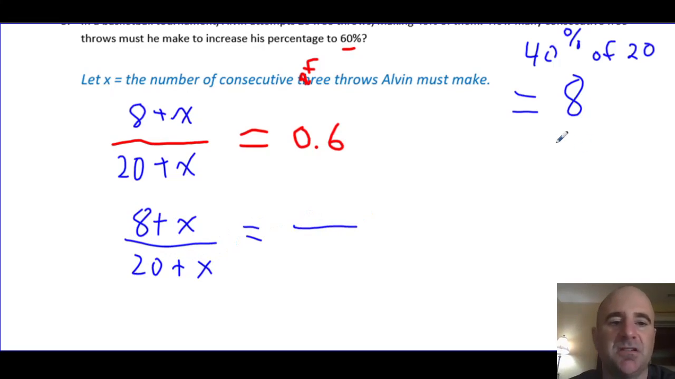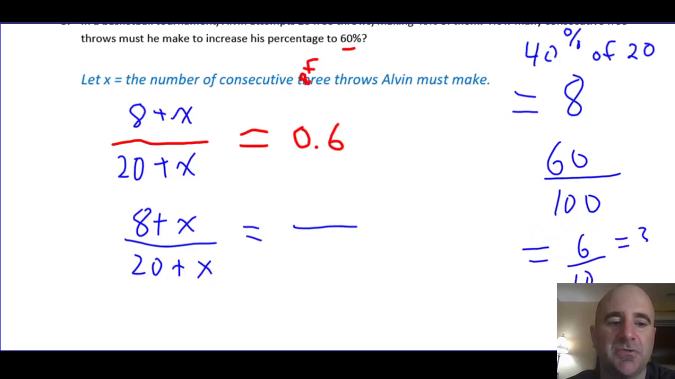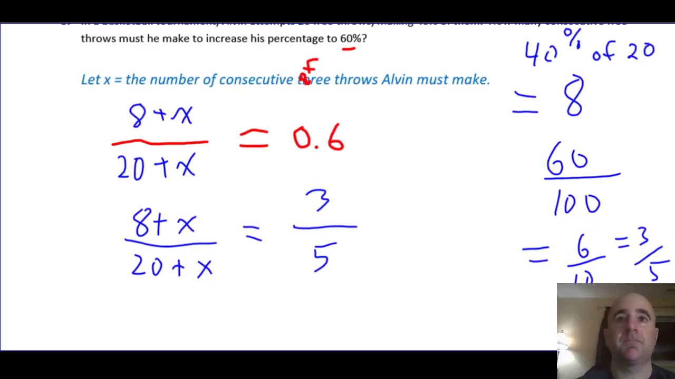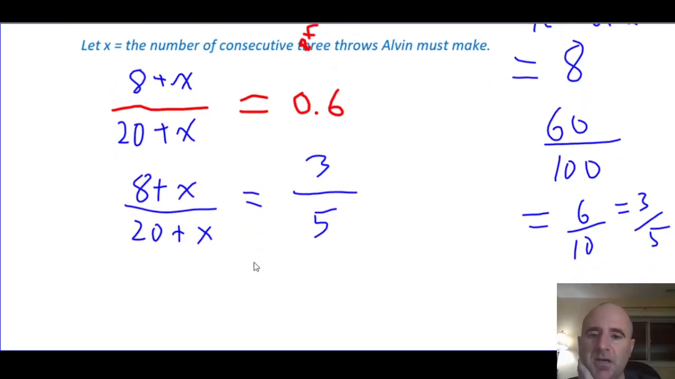So 60% is 60 over 100, which reduces to 6 over 10, which reduces to 3/5. So we can change 60% to 3/5. And now this isn't that difficult of an equation to solve for. Keep in mind when we do this, x can't be negative 20, but we can actually go further and say, look, because you can't take negative free throws, that's impossible. So x has to be greater than 0.